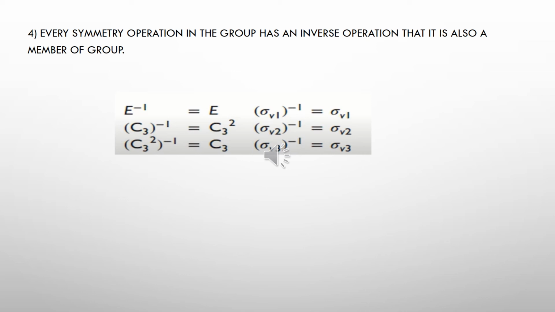C3 inverse means we need to rotate clockwise if we have a counterclockwise rotation in our normal symmetry operation. So if we apply the counterclockwise direction, then we will get the same symmetry operation as given by the C3 twice operation. Same is the case with sigma V inverse, which would be equal to sigma V.